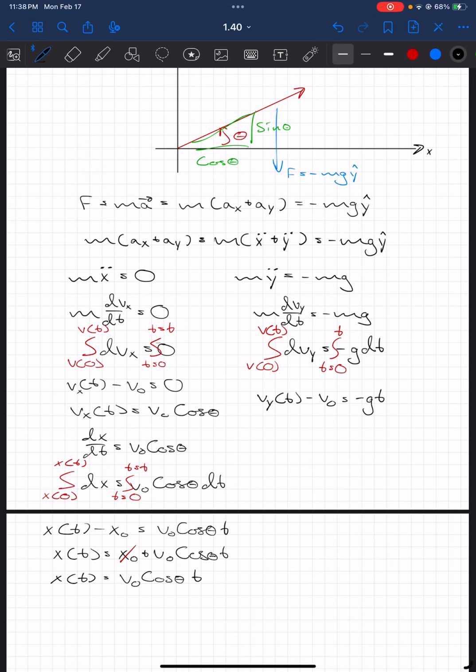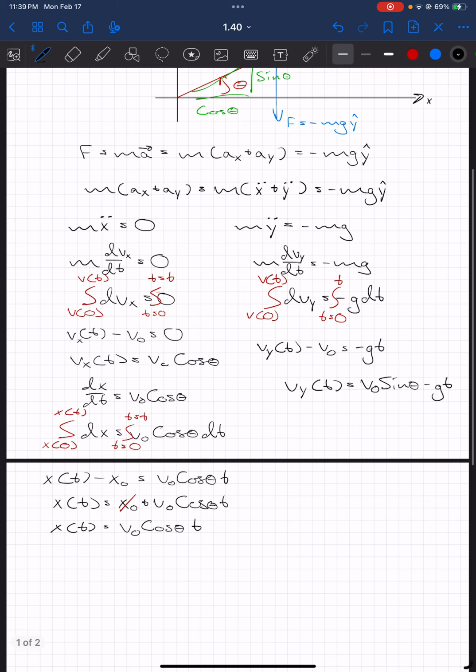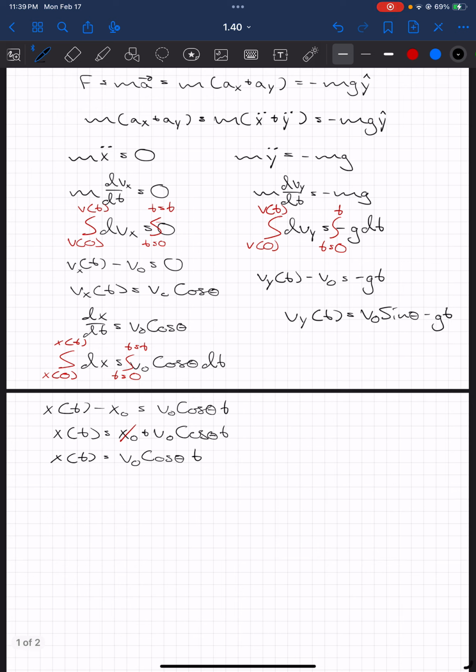Get vy of t to the left by itself, and we have that vy of t is equal to v naught minus gt. But we can't actually write that because we want v naught to be multiplied by sine theta, just as we did for the x side. So it's v naught sine theta minus gt, and that's our velocity for the y-axis direction.